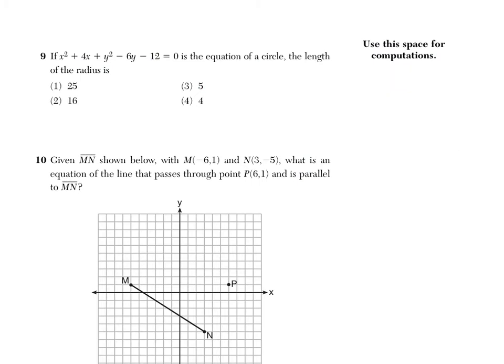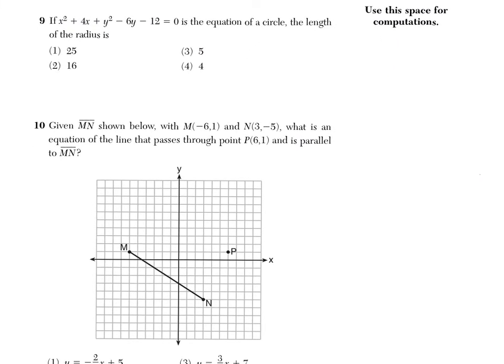All right, number 9. Woo-wee. If x squared plus 4x plus y squared minus 6y minus 12 is equal to 0 is the equation of a circle, the length of the radius is what? All right, so first of all, what level is this from? Well, circles, this is level 9.